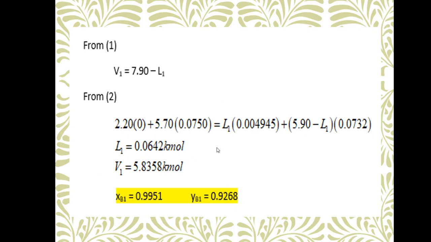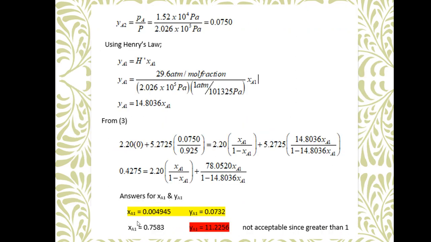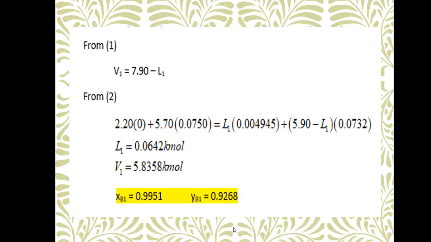So we have solved already the problem. We have answered the values of the exiting streams or the phases that leave the column, and we have answered the mole fraction. So these are the mole fraction in terms of A. If we want B, we only need to subtract these two values from 1, since we only have a two-component system. So our XB1 and YB1 are these two.